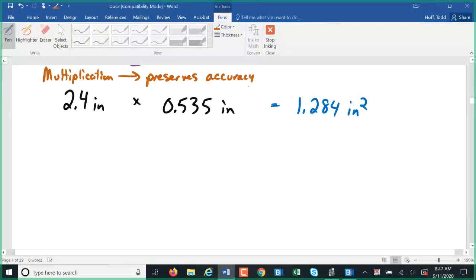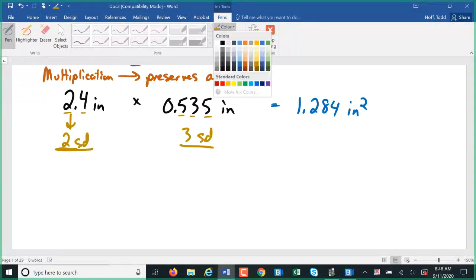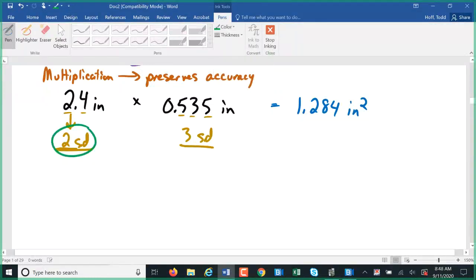Remember, accuracy is the number of significant digits. This has 2 significant digits. This has 3 significant digits. The least accurate is the 2 significant digits. That means my answer has to be rounded to 2 significant digits. So I start here 1, 2. I have to round it there. That becomes 1.3 inches squared.